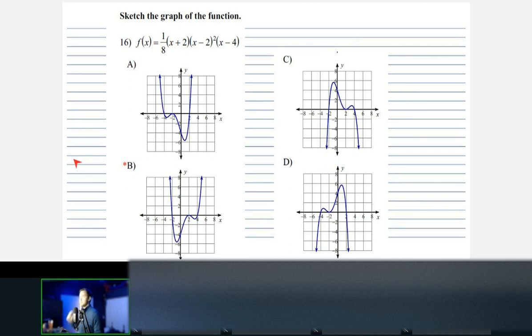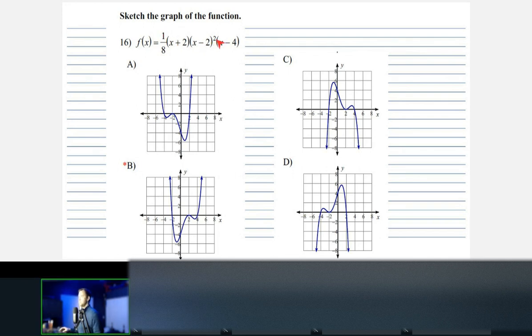All right, number 16. Really, for this one, just go to Desmos and type this into Desmos, and then see which one it is. This is super easy because it's multiple choice. So your midterm is all multiple choice. All you do is type this in correctly and then look at the graph and see which one is correct. And the answer for this one is B.